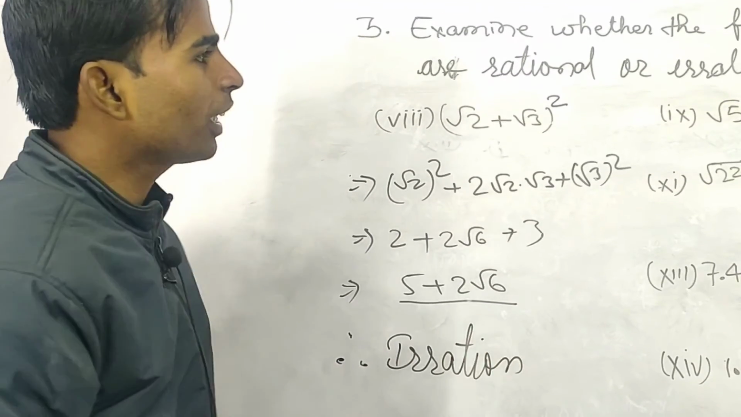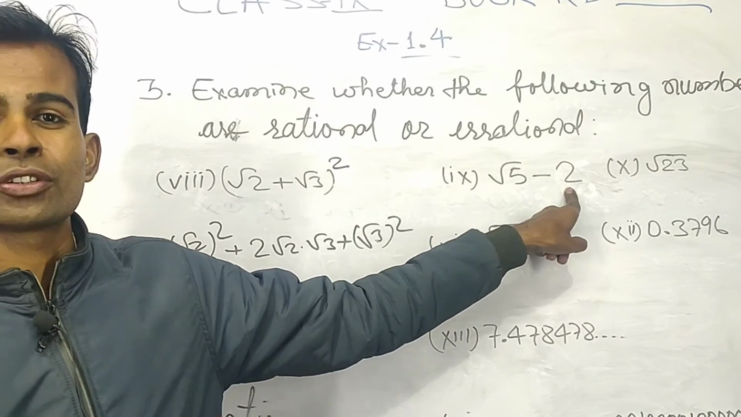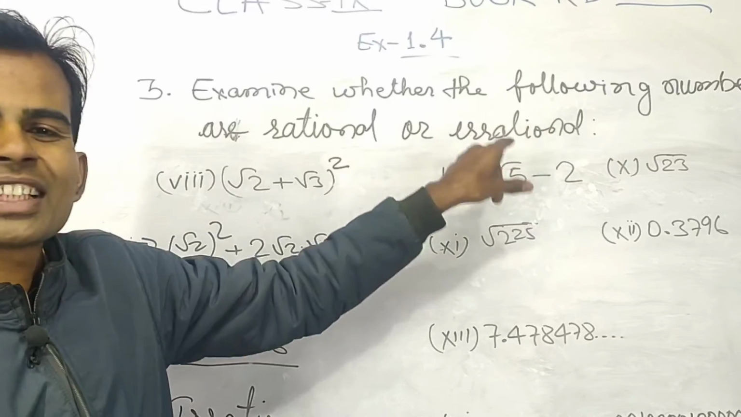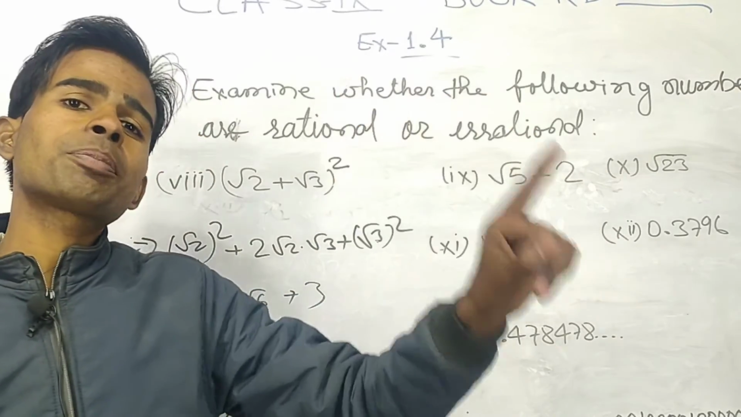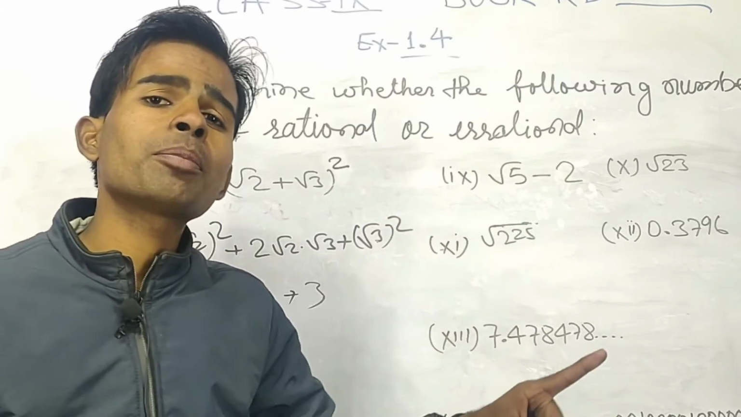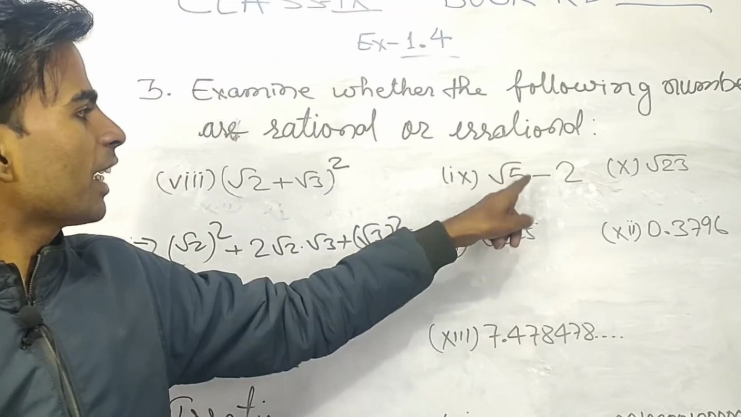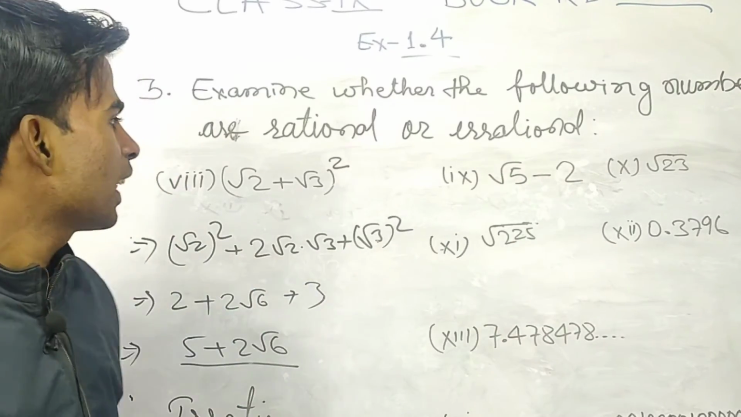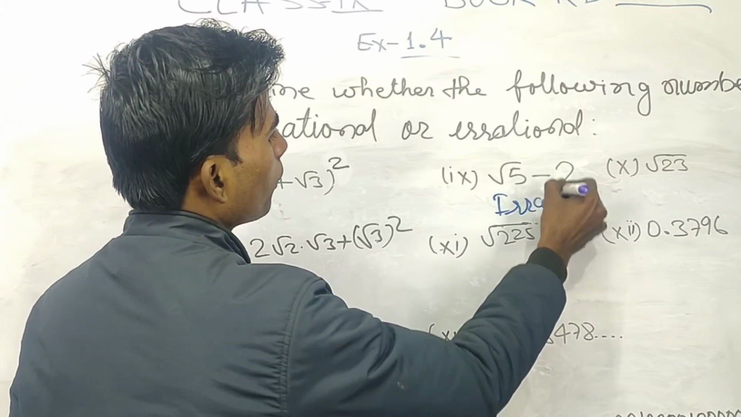Okay, going to the next, that is root 5 minus 2. We know that root 5 is an irrational number. That's why when we subtract anything from an irrational number, the result will also be an irrational number. That's why root 5 minus 2 is an irrational number.